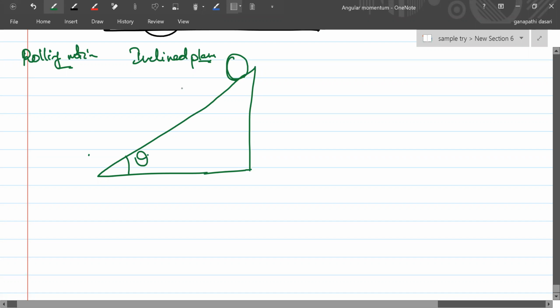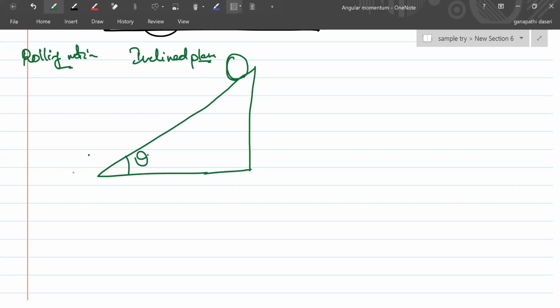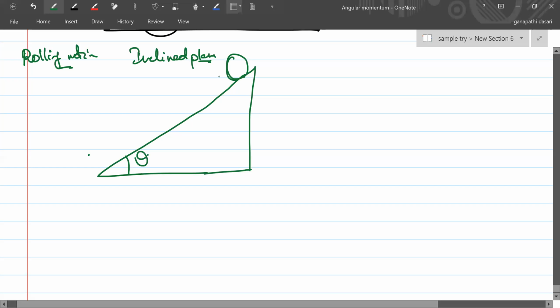Yes, sir. They might ask you this one: which has the highest rotational energy at the bottom point, or which has the highest translational energy at the bottom point, or which has the highest speed at the bottommost point, the velocity of the center of mass. So these kinds of questions are asked.